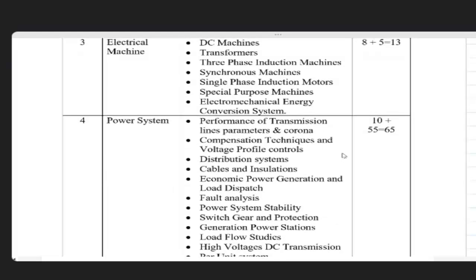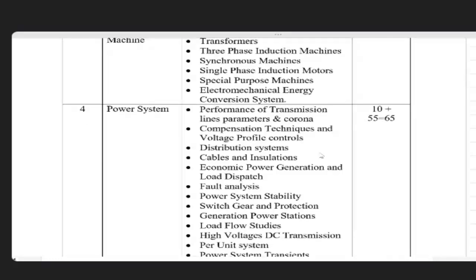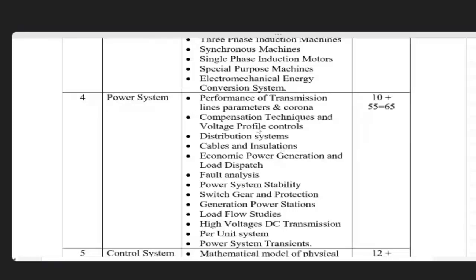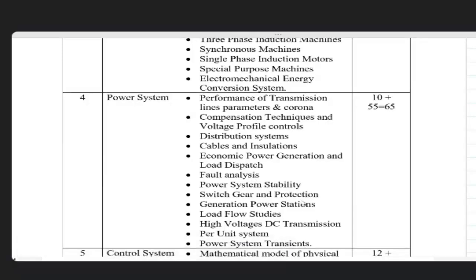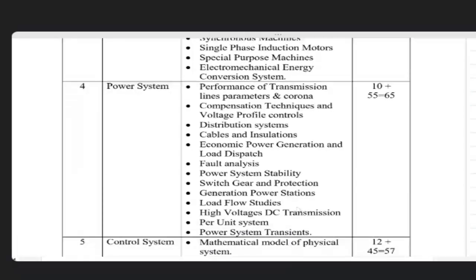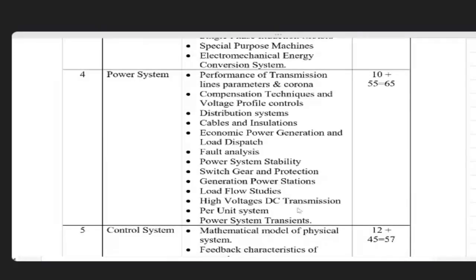Power systems. This is a very vast subject of electrical engineering. During our graduation, we complete power systems in 3 or 4 parts: power system 1, power system 2, power system 3, then power system protection, then switchgear and control and so on. So power system is very vast and it includes transmission line performance, compensation techniques, voltage profile control, distribution systems, cables and insulators, economic power generation and load dispatch, fault analysis, stability, protection, load flow studies, high voltage transmission, per unit system, and power system transients.